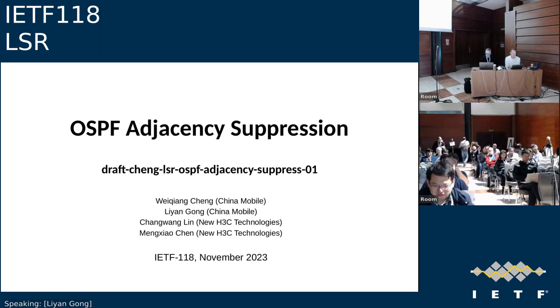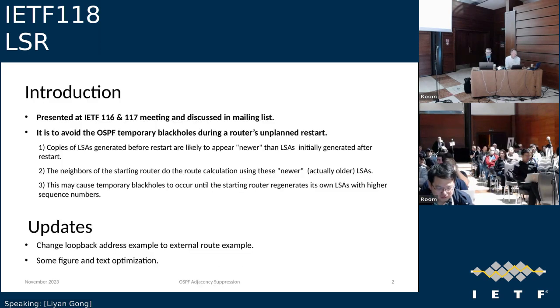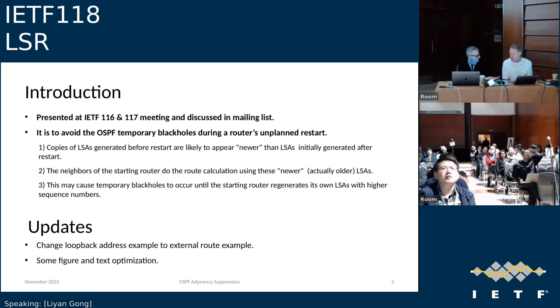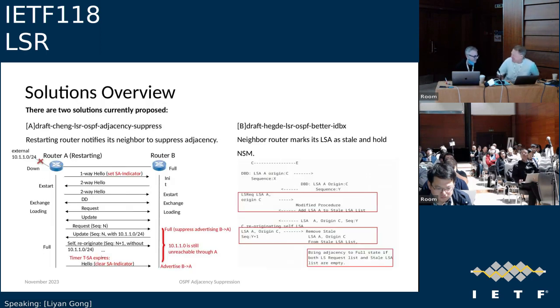Okay, I'll start. This is Lian from China Mobile. I'm going to talk about the OSPF adjacency separation. At IETF 116 and 117, we have presented twice, and we also discussed it several times by email. This draft is to address the same problem as the previous draft. The latest version has not many updates, including changing the loopback address example to an external router example. This is much easier to understand, and many thanks to David for this comment. There is also some figure and text optimization. The solution itself is not affected by this optimization.